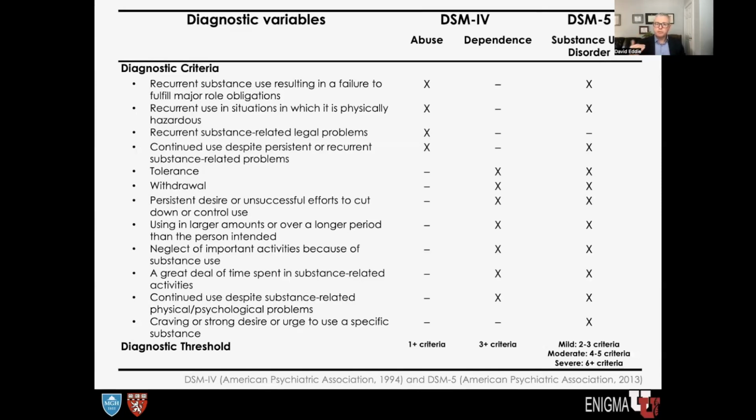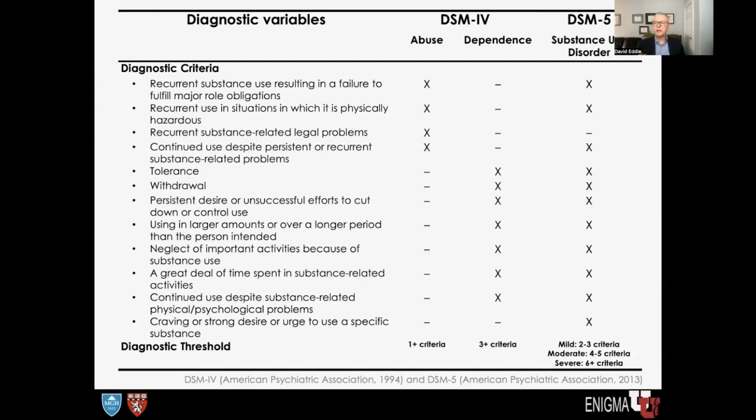And the other problem was that we would have what we would call diagnostic orphans. So you would have individuals who didn't meet any of the abuse criteria, but they did meet two of the dependence criteria. So by the letter of the law, so to speak, those folks with two dependence criteria, no abuse criteria, would not receive a diagnosis because they don't have three or more of the dependence criteria. They don't have any of the abuse criteria.